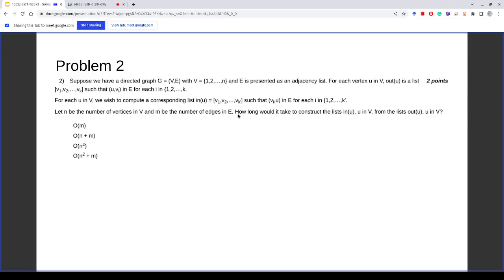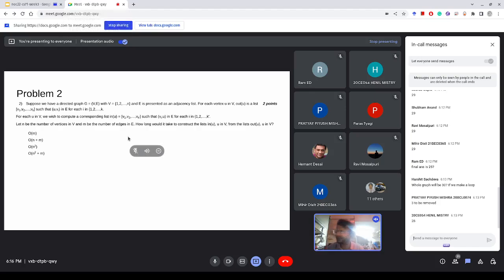N U, like N2, would be all the edges that are coming into 2, directed towards 2. So this would basically be a list of vertices such that these vertices have an edge connecting them to 2, in that directed fashion. So what you are asked is, if you are given this list out U, what would be the complexity of computing in U? Read the question carefully, and I want you to attempt it first before I tell you the solution or methods to do it.